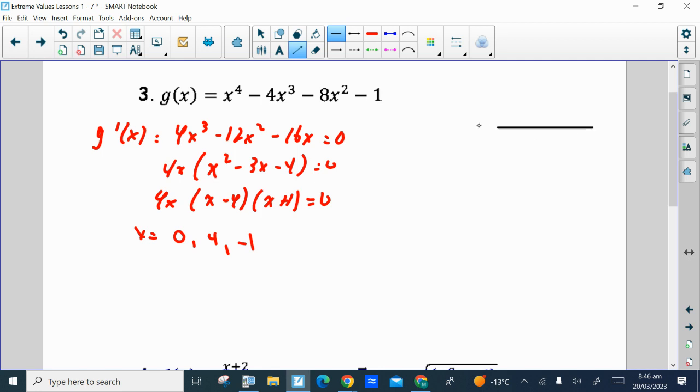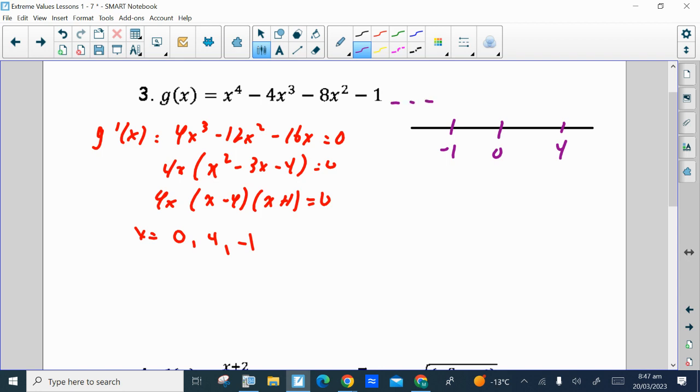So in this case, we're going to have 4 intervals to look at. Starting with a number to the left of negative 1, like negative 2. So again, I will use the factored form. When x is negative 2, that first factor will be negative, the second factor will be negative, and the third factor will be negative. 3 negatives multiplied together gives you a negative, which means that the function is decreasing in this interval.